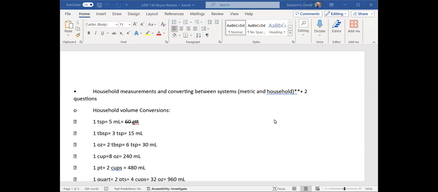This is the same review that I have listed in the OneDrive shared folder for Boyce 130 for fall. I'm just going to try and change it up a little bit based off of what I have available. But before I do that, I want to quickly review your blueprint.